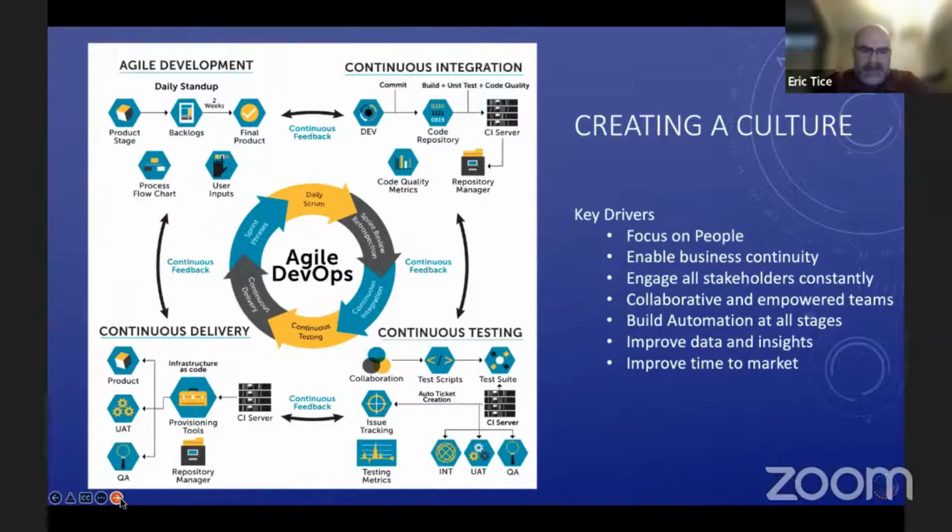Now, one thing it does continue to obviously do is really try to build in automation at all stages. As you can see, agile development, which would bring the product stage through the development stage, integration, testing, delivery, all of these components would continue to look to be automated in a system to help improve time to market as well as efficiency of the resource base.